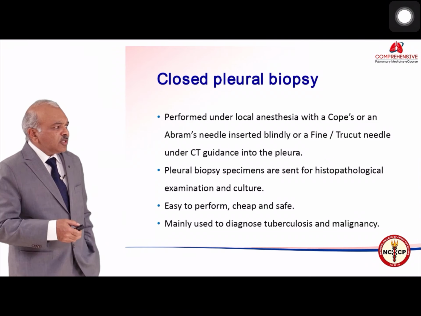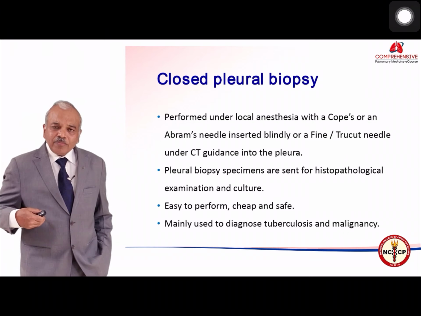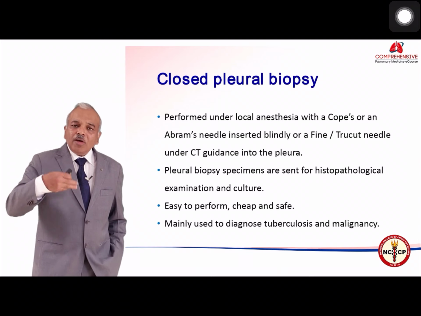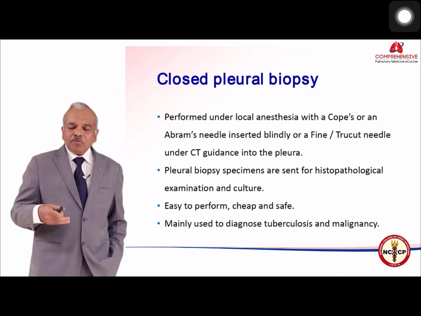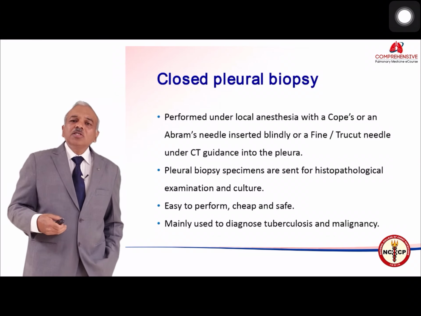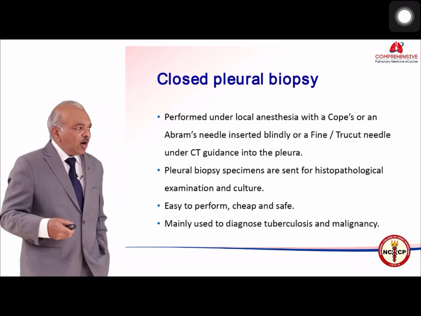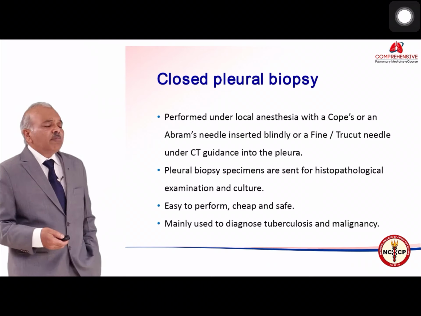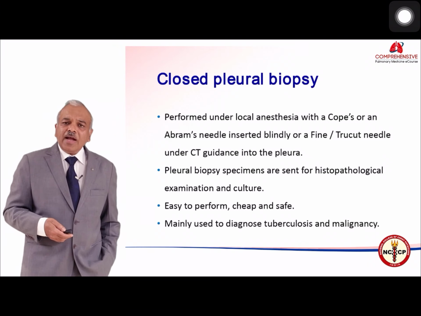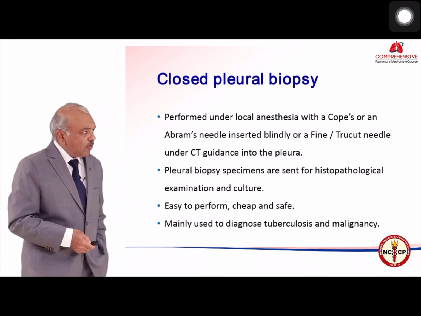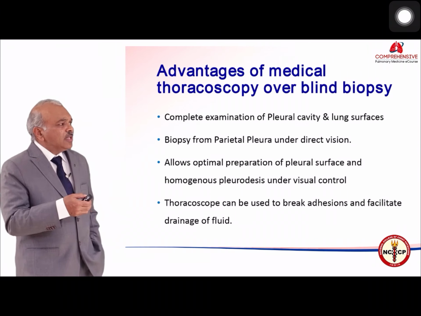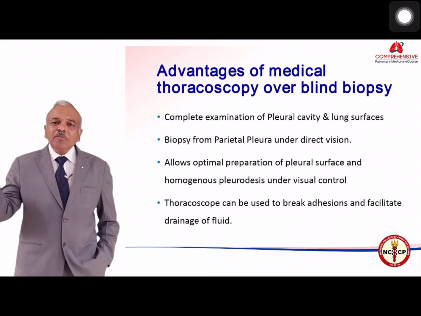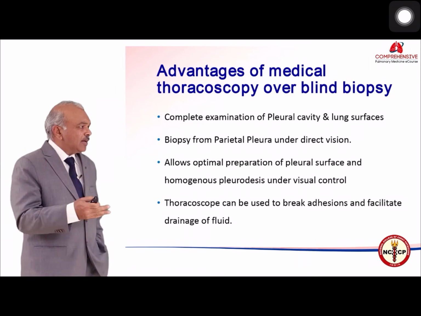A pleural biopsy is done blindly with an Abrams or a Kopf's needle. If you have CT guidance, you can do a true cut biopsy, and that has certain advantages over the closed pleural biopsy. However, it is mainly for the diagnosis of tuberculosis and malignancy. Now, the advantage of the medical thoracoscopy over the blind biopsy is that you do a complete examination of the pleural cavity and the lung.